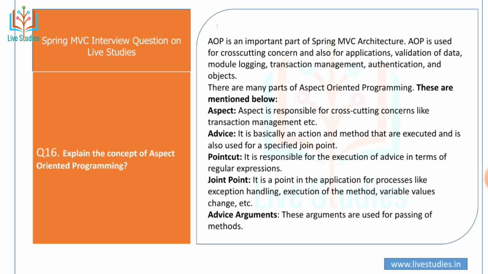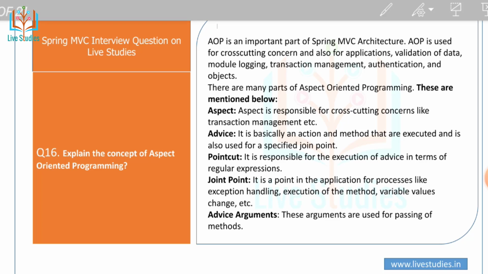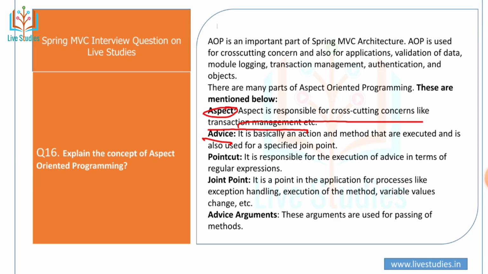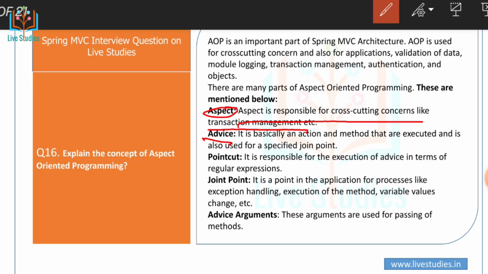Then the question is, what is an aspect? An aspect is responsible for cross-cutting concerns, like transaction management. Advice is basically an action, a method that is executed, and it is also used for a specific join point. It's a very important question for join point.